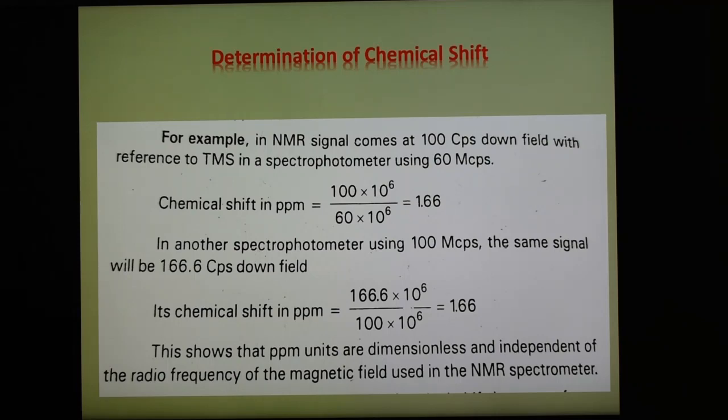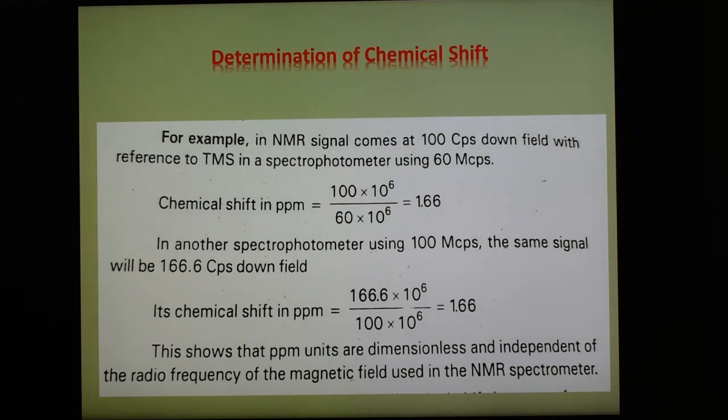And the next slide shows, in short, that in the delta scale the position of the TMS signal is taken at 0 ppm, whereas in the tau scale it is assigned the value 10 ppm. A small value of delta means a small downfield shift, whereas a large value means a large downfield shift. On the tau scale, a small value of tau means low field absorption, and a high value means high field absorption. Most organic compound signals appear downfield, to the left of the TMS signal.